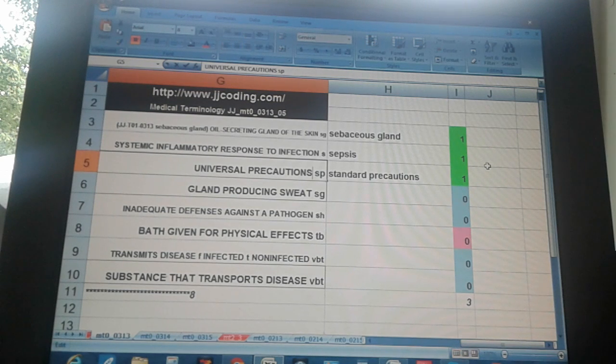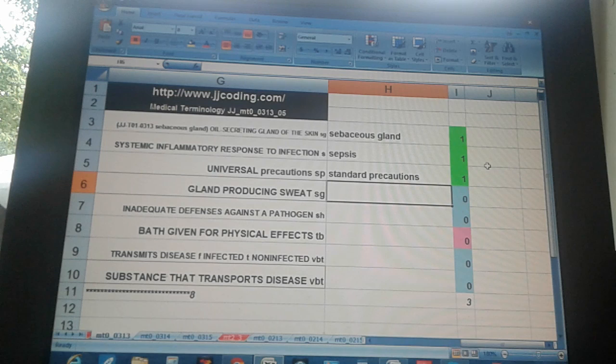And this should be the lowercase. Right, because you just type it, right? Yes. Gland producing sweat.